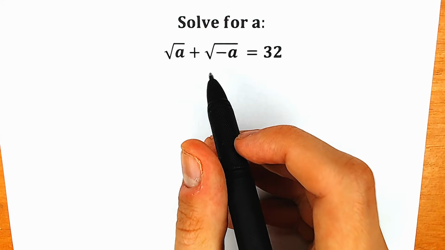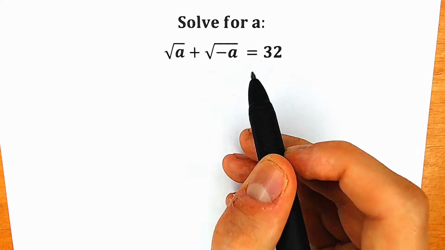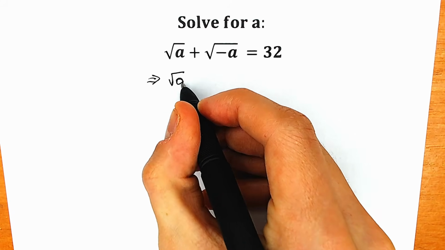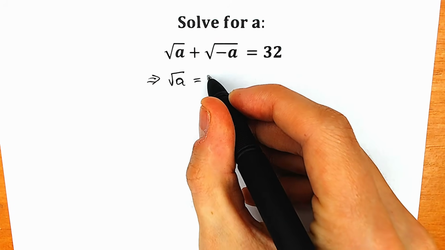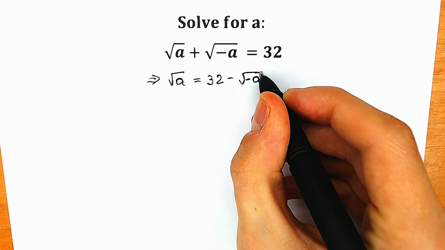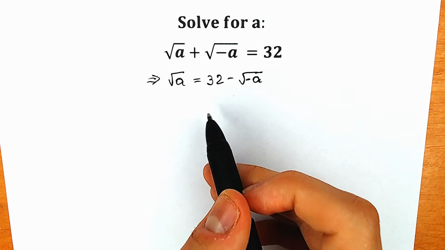Okay, so first of all, let's subtract this square root of minus a from both sides. As a result, what do we have? We have square root of a on the left side, and on the right side we will have 32 minus square root of minus a. This is our first step. We just subtract it from both sides.